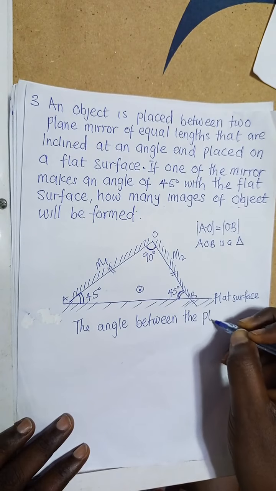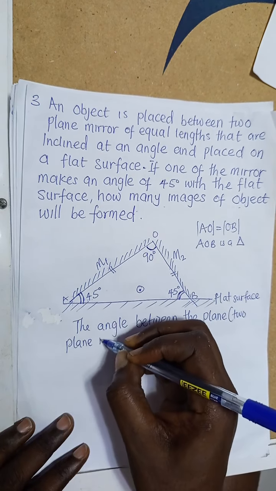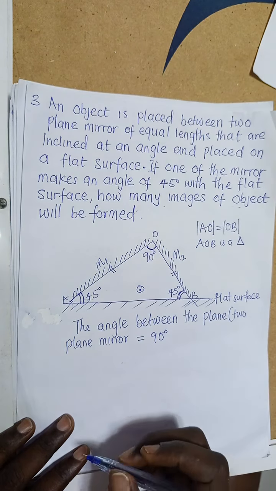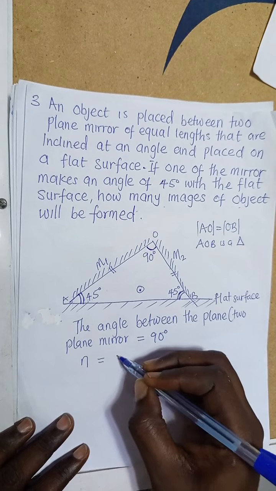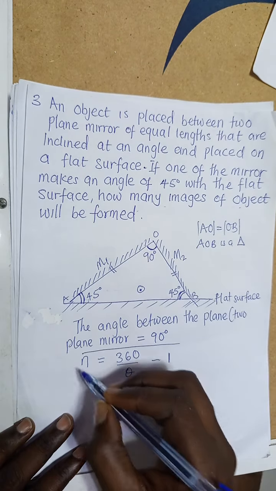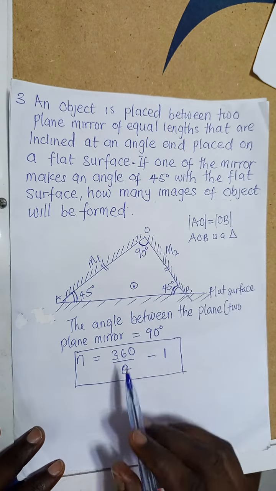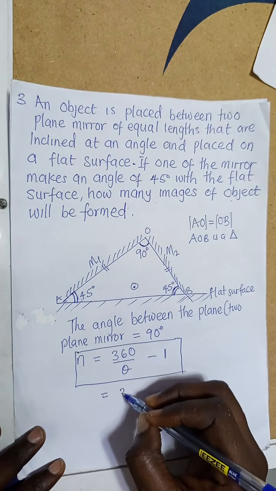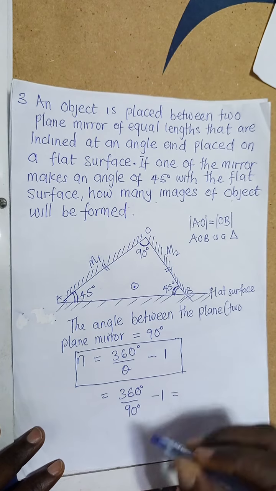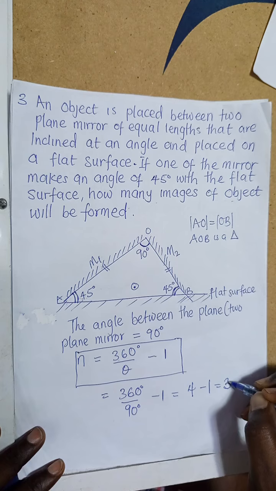The angle between the two plane mirrors is equal to what? 90 degrees. Remember the formula to find the number of images formed, which is 360 over theta minus 1. This is the formula we are going to use to solve that question, having known the angle between them. Since we know the angle between them to be 90, just put 360 degrees divided by 90 degrees, minus 1. 360 divided by 90 is 4, minus 1. So 4 minus 1 is equal to 3.